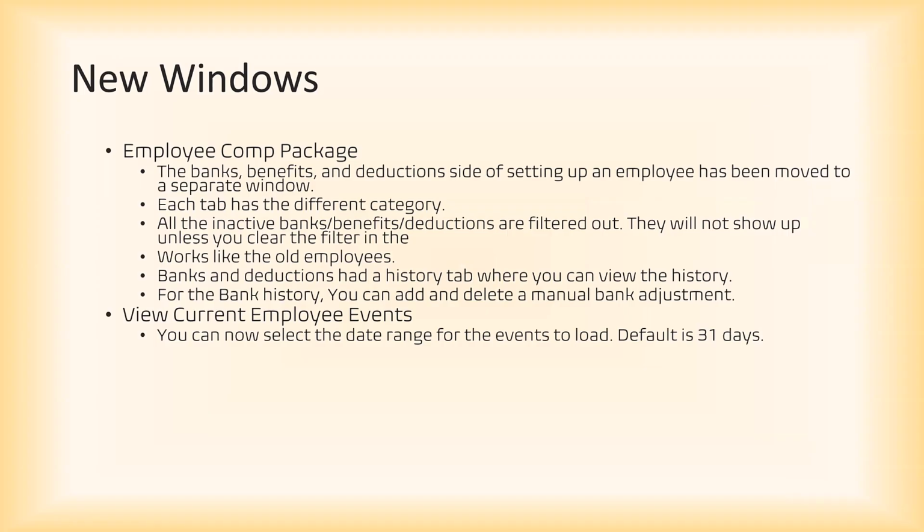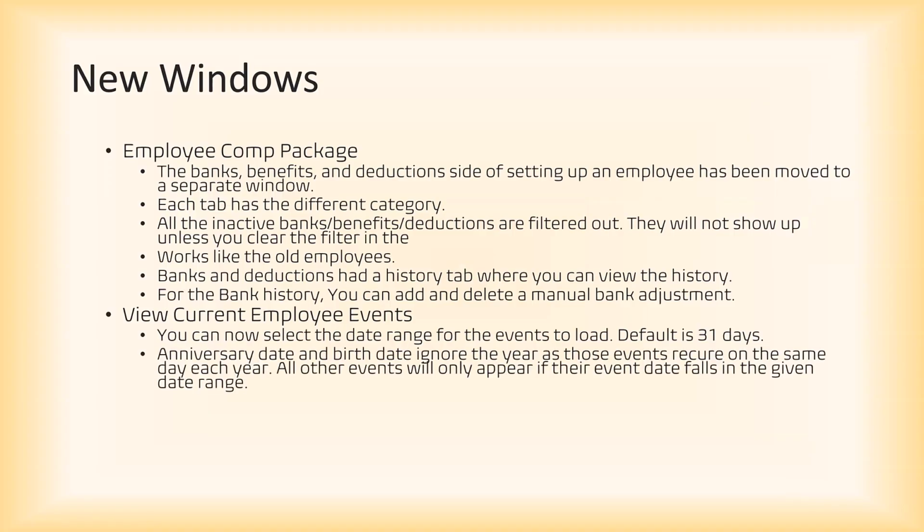When you first click on the window, the default is 31 days, but you can now choose a range of dates. The anniversary and birth dates ignore the year, as those events are recurring on the same day each year, so there's no reason for that to be tied to the year. But all the other events will only appear if their event falls in the given date range. Like if they have a physical coming up and it's within that date range of that same year.